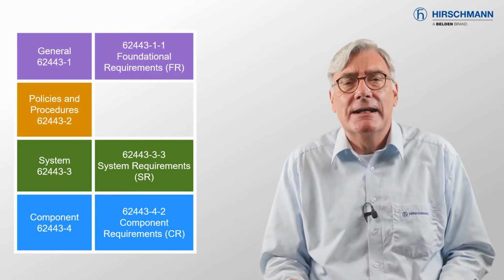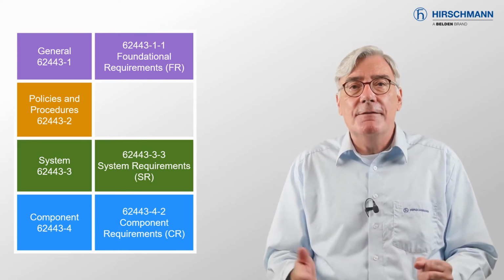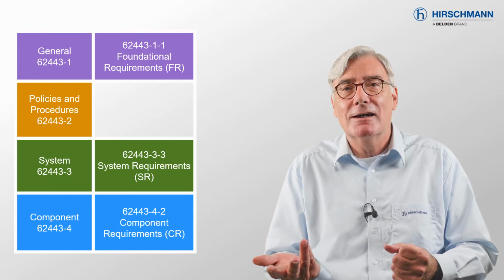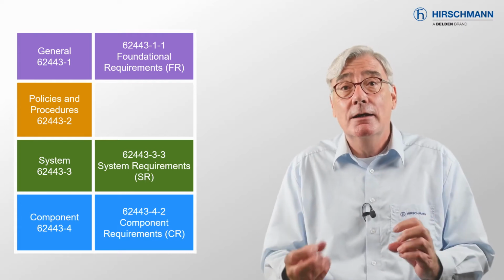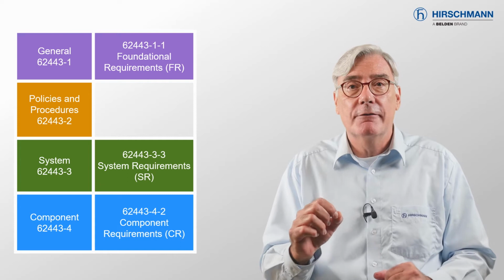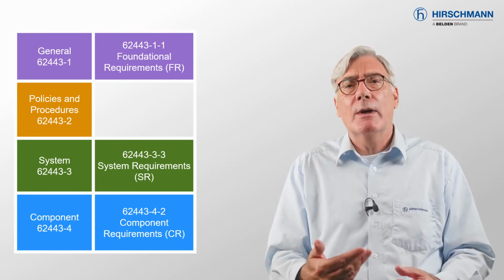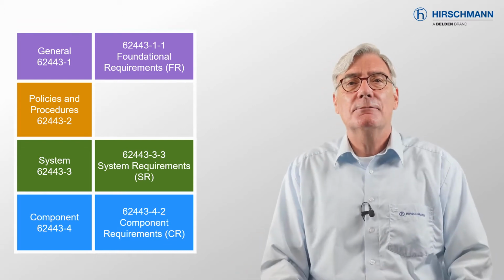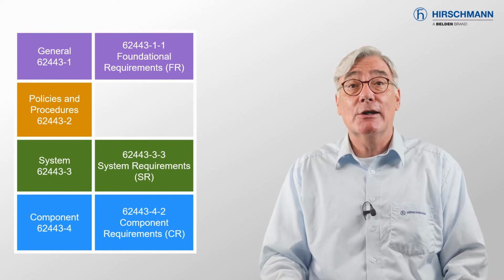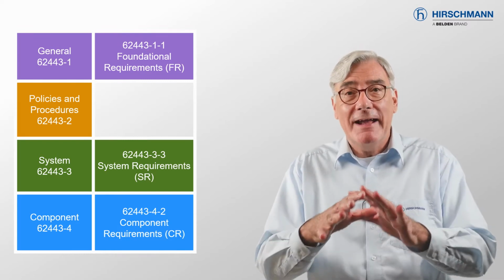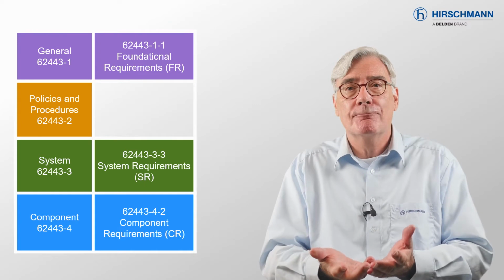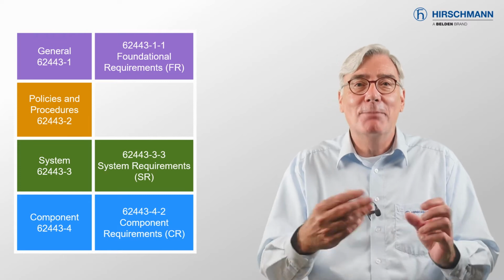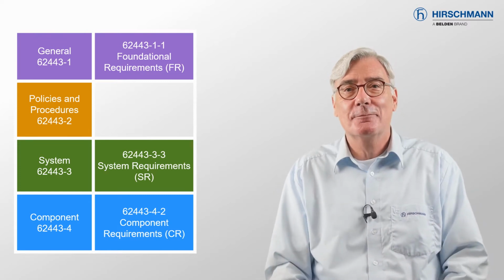Foundational requirements represent the highest level. The 7 foundational requirements are the basic requirements for industrial automation security defined in the general level. They form the basis from which the other requirements are derived. System requirements define the security capability required of a complete system. Component requirements define the security capability offered by individual components.